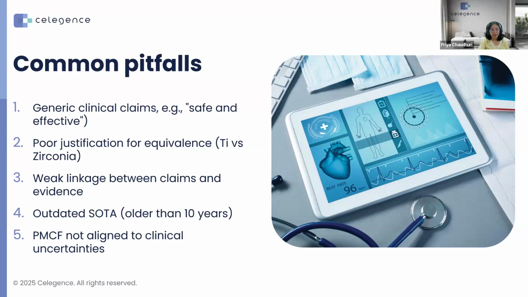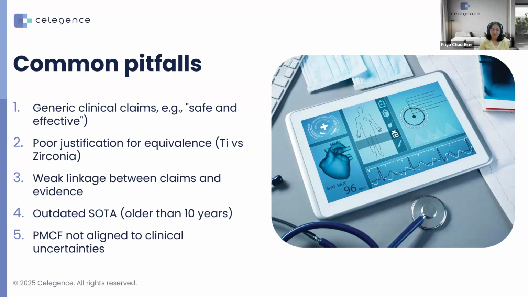Right, so the next one of the most common pitfalls that we have observed is with respect to the equivalence justification. It's kind of a trend where we may not be able to assess the safety and performance differences when it comes to a difference in the material of buildup of any kind of implant or dental devices which come into contact with human tissues. For example, if we are comparing titanium and zirconia implants, even though both seem to be biocompatible, they differ in biofilm behavior or fracture resistance.